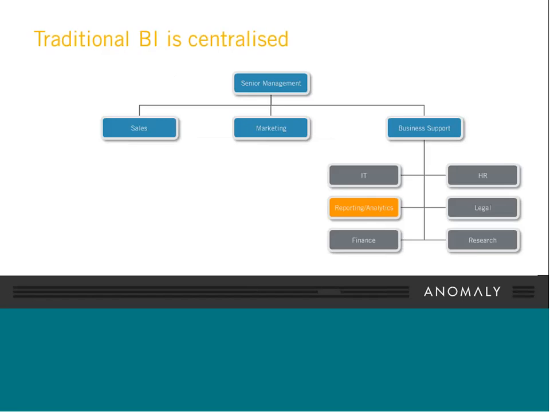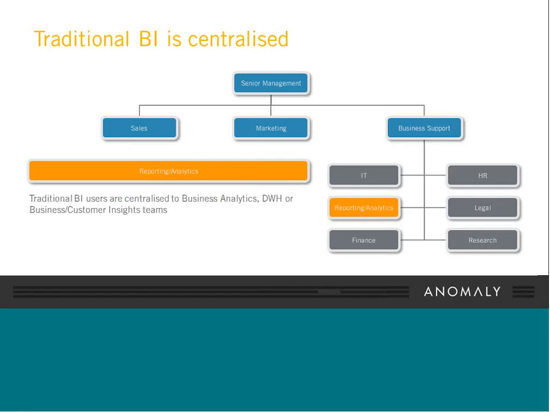The first one, so traditional BI is usually centralized to analyst teams, as I mentioned. The example I've got here on the screen is a traditional sales and marketing organization, and highlighted in orange is a function known as reporting or analytics that might sit within marketing or business support, but it's generally a team that provides business support to the entire company. So these are traditional BI users, and they're centralized to a business analytics, data warehouse, or business and customer insights teams. These are the names that they're commonly used or referred to as.